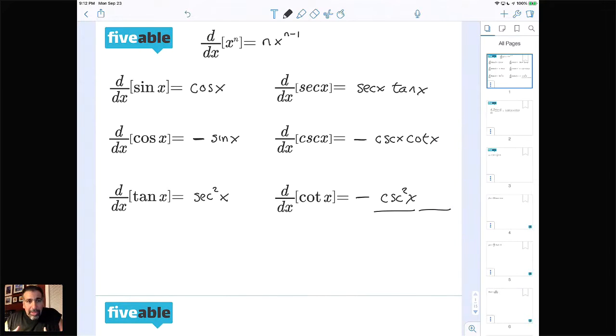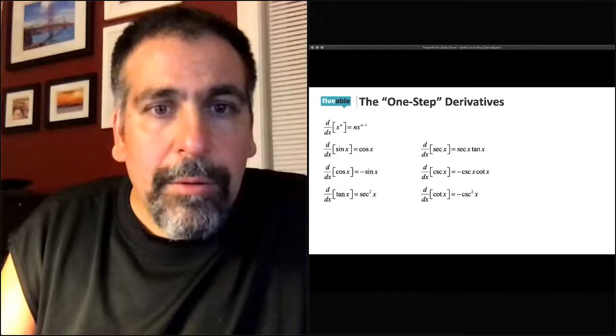So if you think about these seven derivatives and you just keep these kind of ideas in the back of your head, it's almost a nice way for you to try to remember them. Okay, so the idea now is that we want to see how to use these one-step derivatives when we're actually taking derivatives of different functions. So we're going to jump back over to the PowerPoint slides, and we're going to look at a couple more rules. So here we go.